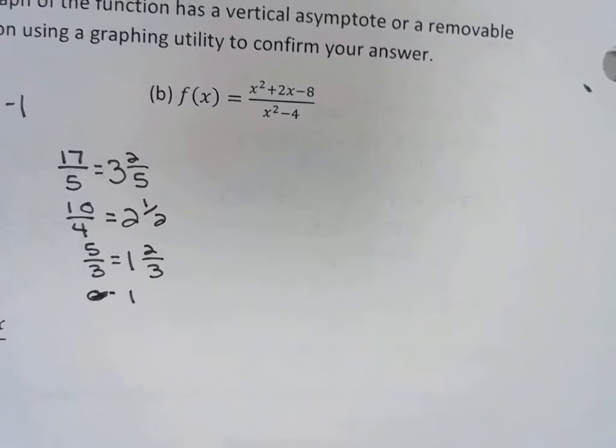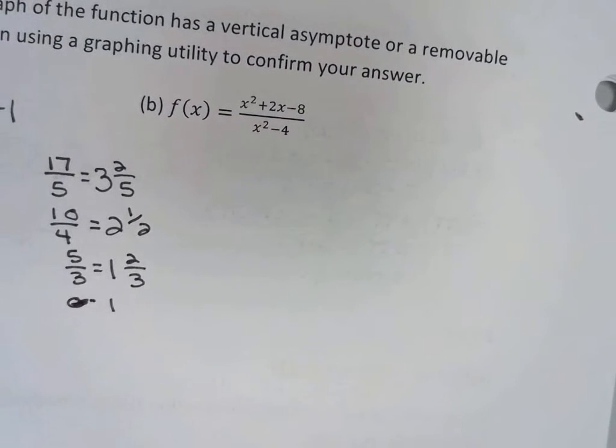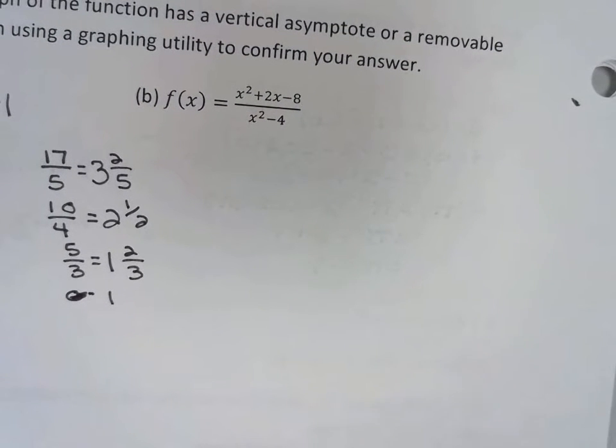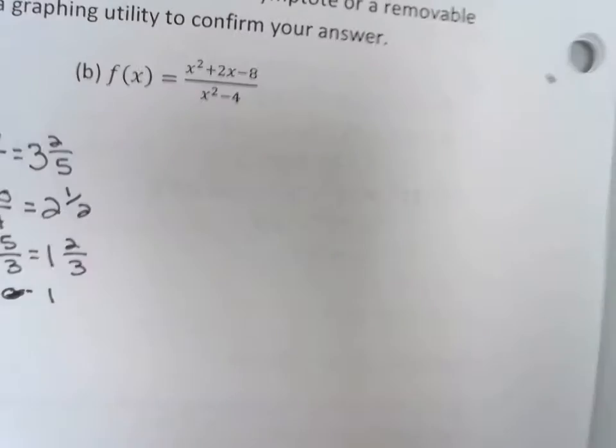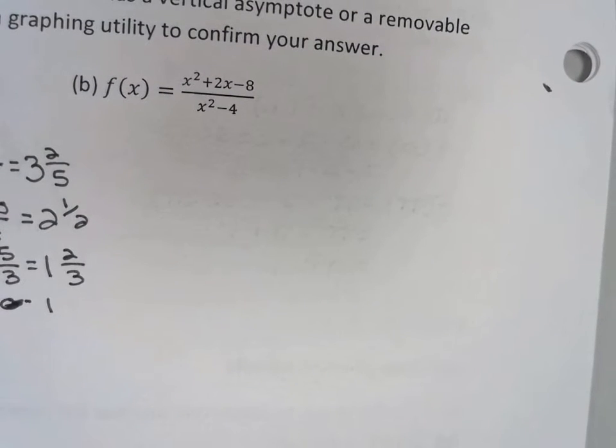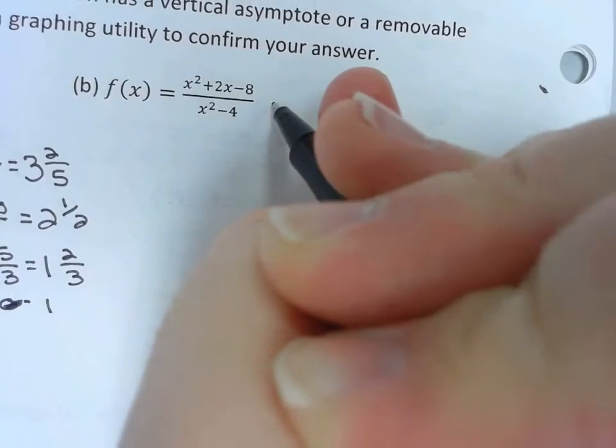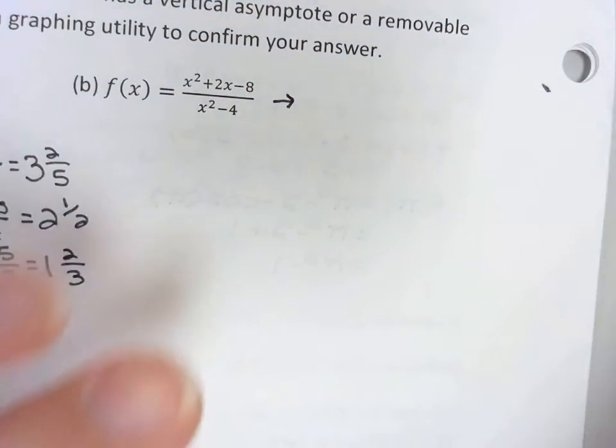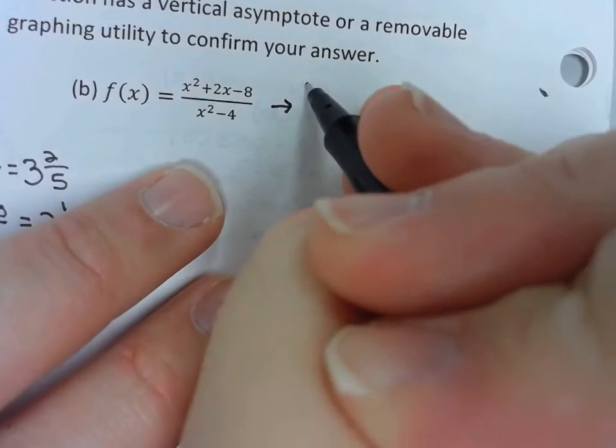Okay, let's look at B. I have a rational function. My first thought would be, yeah, let's check for vertical asymptotes. Before I do that, factor everything and see if some things will cancel.